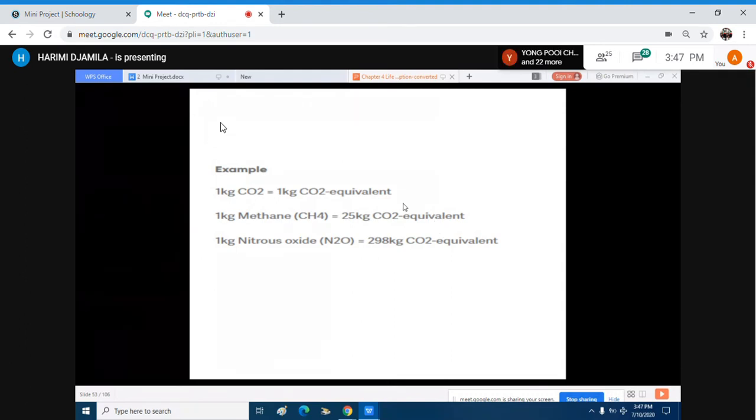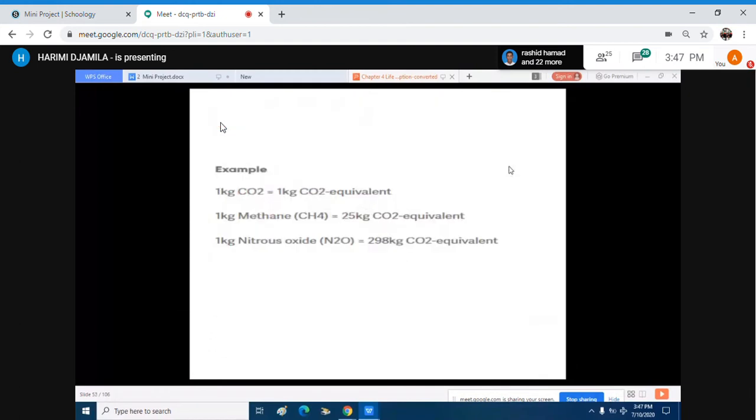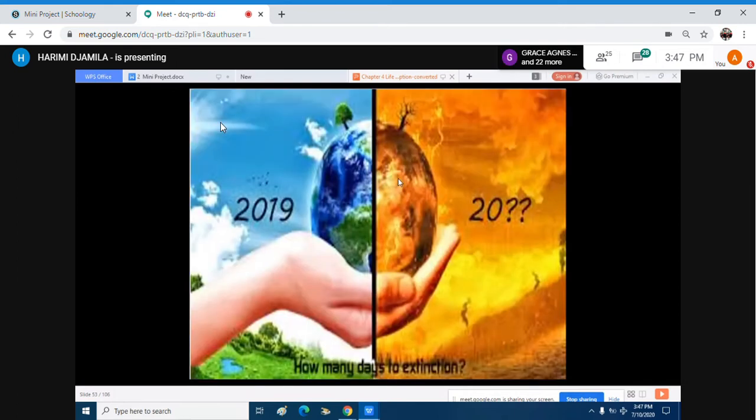If we do nitrous oxide, N2O, which is the third one, 1 kilogram of it is equivalent, can you imagine, to 298 kilogram carbon dioxide. Usually carbon dioxide is generated excessively, by the way, compared to methane and others. But it's a unit of measurement also. This is what global warming means.